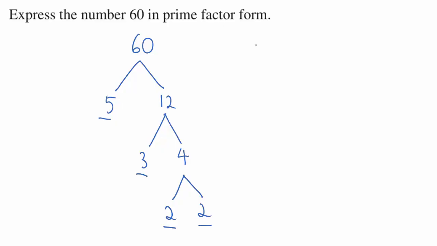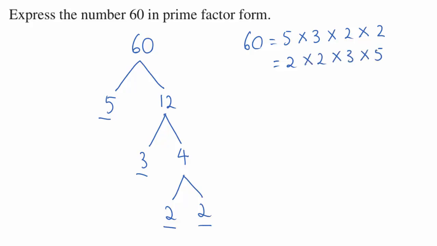This tells us that 60 is equal to 5 times 3 times 2 times 2. We tend to write the prime numbers in order, going from smallest to largest. That is, we write 2 times 2 times 3 times 5. Since we have two 2's, we can write that as 2 squared times 3 times 5. This gives us our final answer.